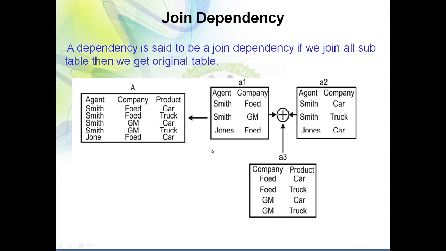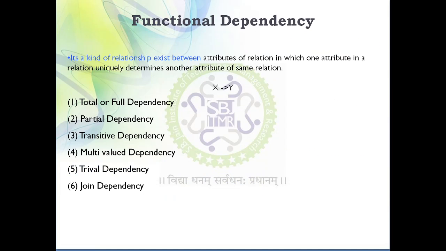So these are the 6 types of dependencies which we have discussed. Total dependency means all primary key attributes are used to find the value of a non-key attribute. Partial dependency means only some part of the primary key is used to find the value of a non-key attribute. Transitive dependency means there exists a transitive property. And one tip I have given you in transitive dependency: if one non-key attribute is finding the value of another non-key attribute, that means there exists transitive dependency.